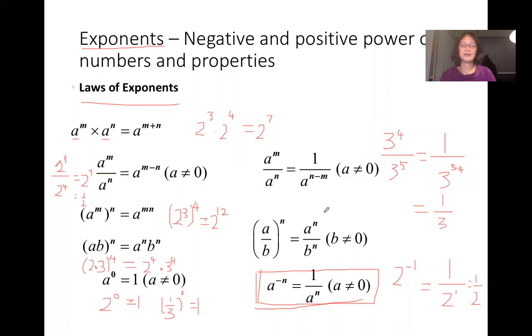And this one is obvious. So for example, this one here. So (2/3)^5 equals 2^5 divided by 3^5. Okay.